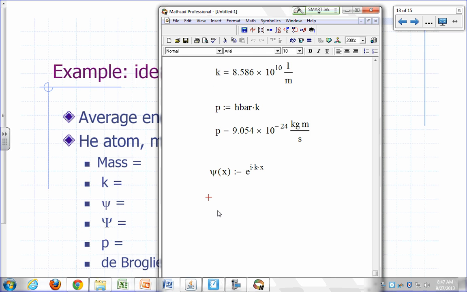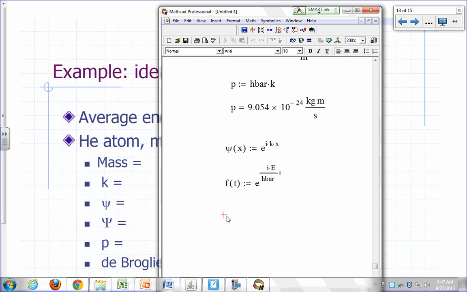Alright, and what is our big psi? What is our f of t? e to the negative i, so e to the negative iEt over h bar, right? And what is our big psi?